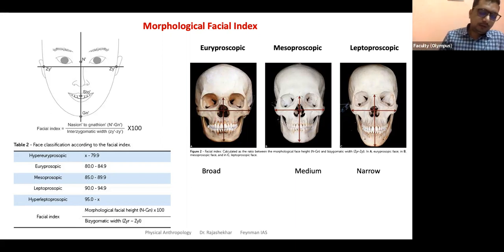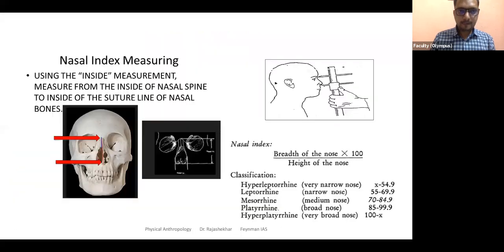Okay, so this is another criterion. Skin color, facial index or morphological index, we talked about. Also cranial index, head dimensions, face dimensions, skin color. And also nasal index. Nasal index.